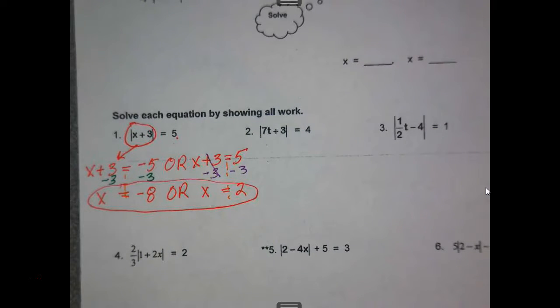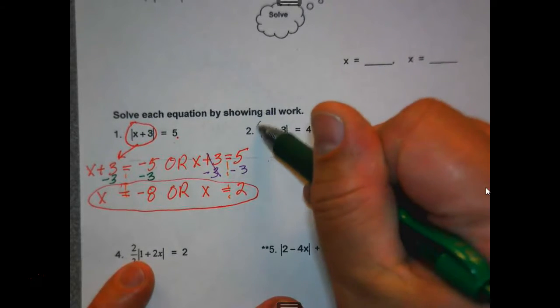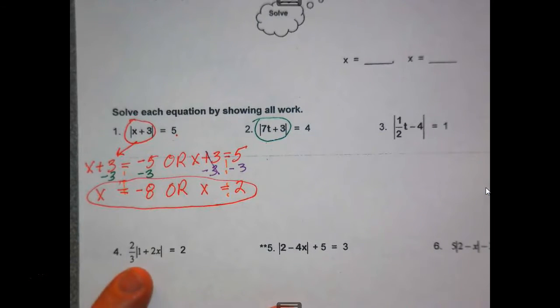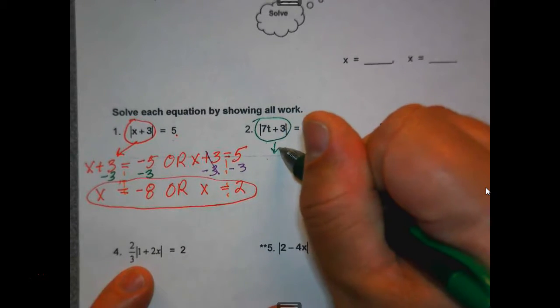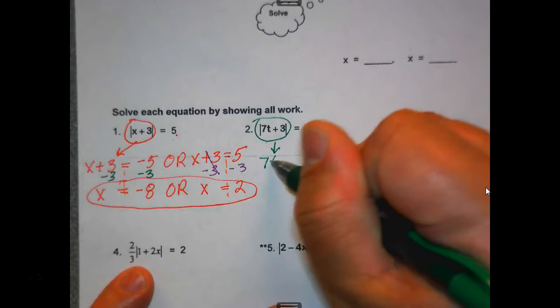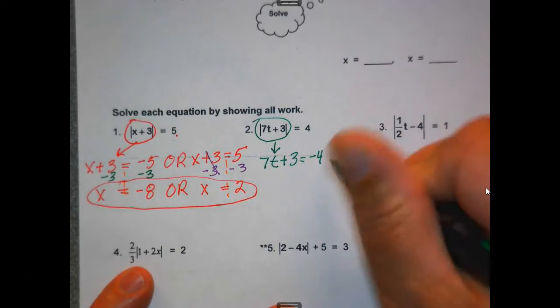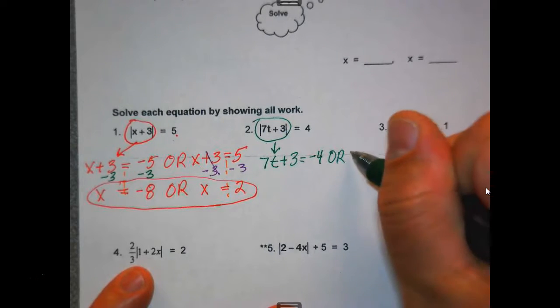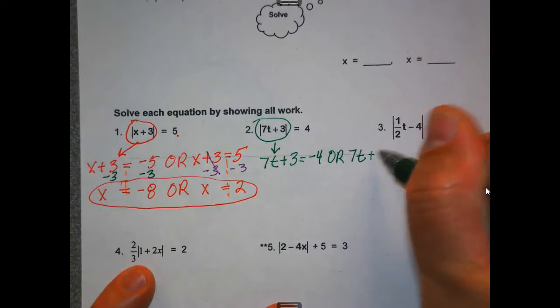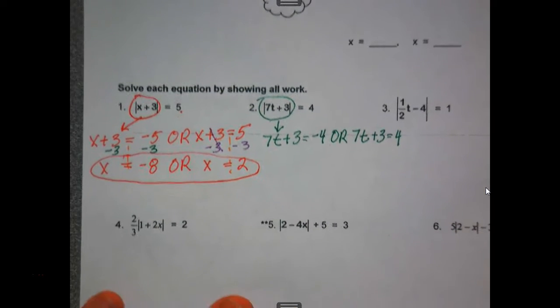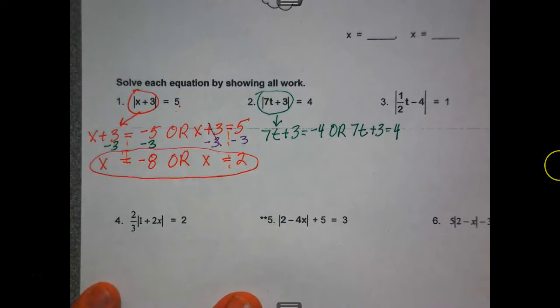Number 2, make sure your absolute value term is by itself. It is. Split it up, whatever's inside. 7t plus 3 equals -4, the location point. Or 7t plus 3 can equal the 4 that's there, positive. Solve each one separate.